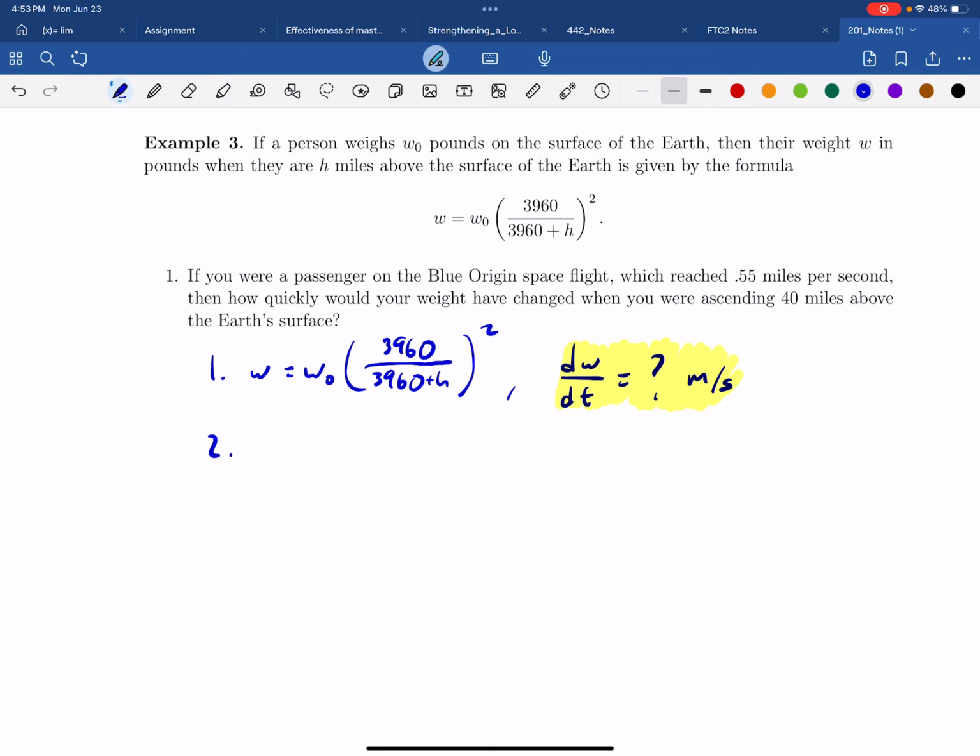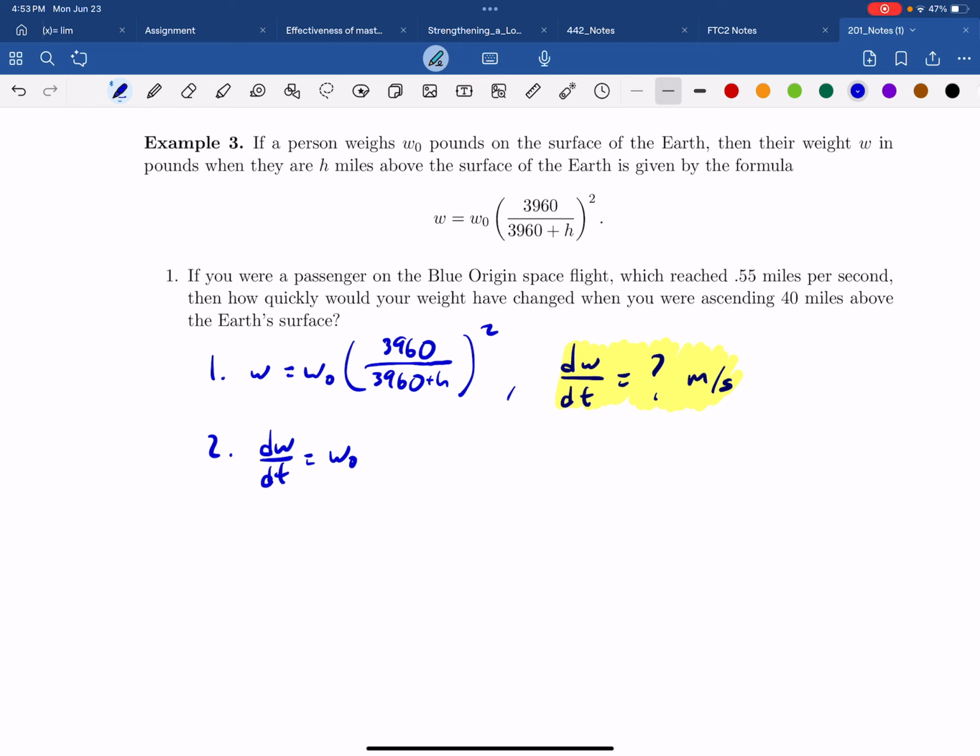So step 2, implicitly differentiate. This is kind of nice because in this case, we don't even need to solve for dw over dt. It's just automatically solved for us. That's kind of cool. Note that w0 is a constant, right? Now, let's see. We're going to take the derivative of this.